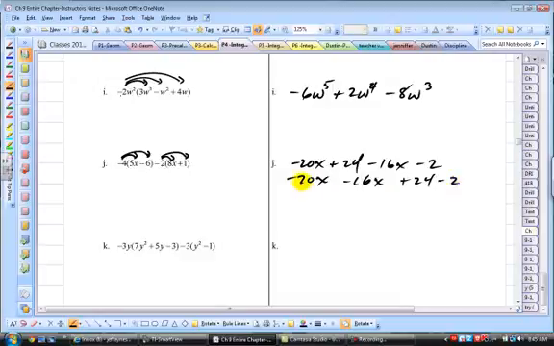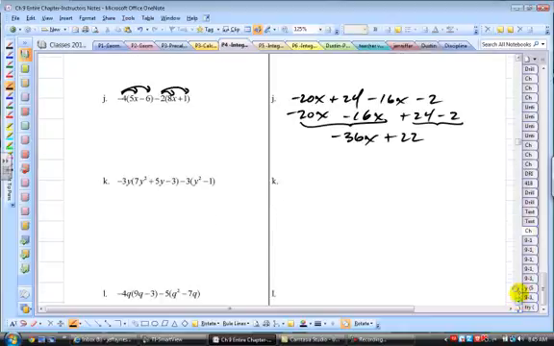All right, and now we've got a negative 20 and a negative 16 is a negative 36x here. And a 24 minus a 2 is a 22. All right, let's keep it going here. Now, pause the video and try the next one.